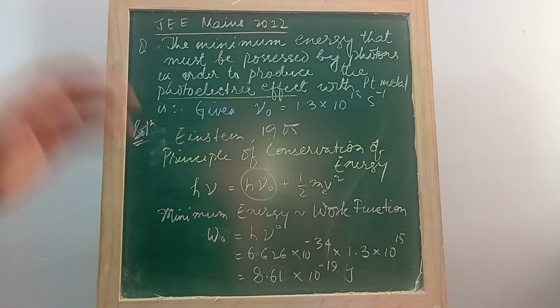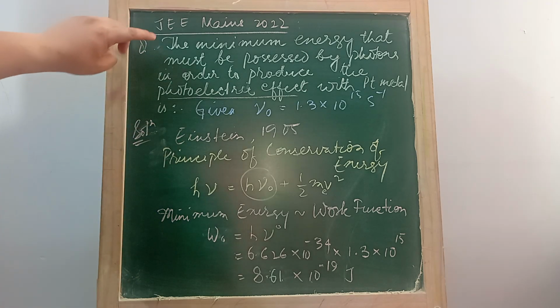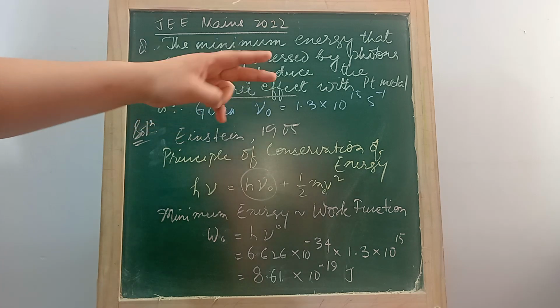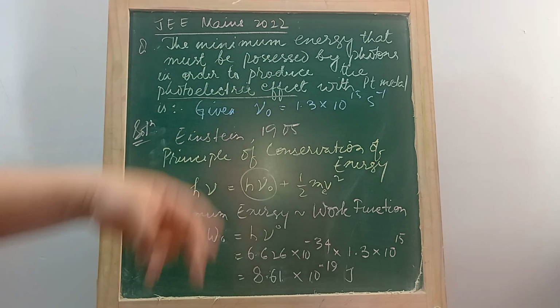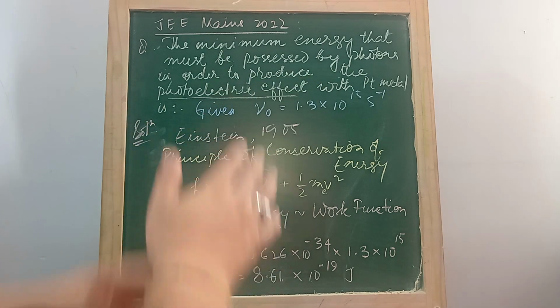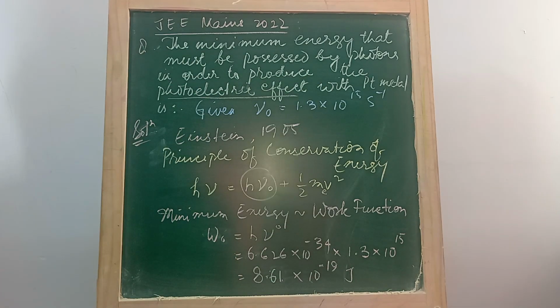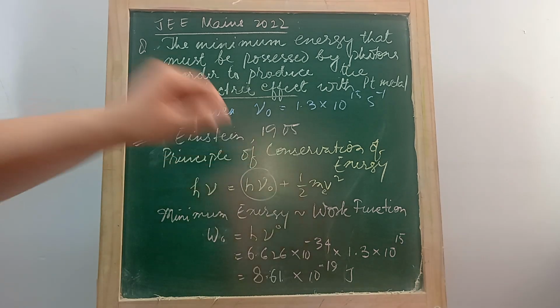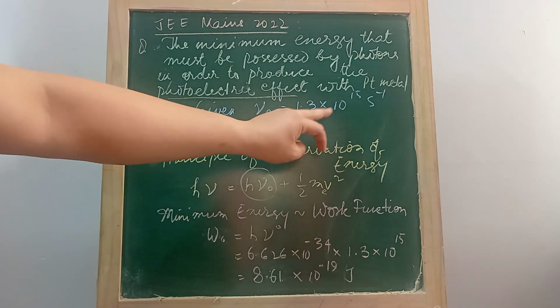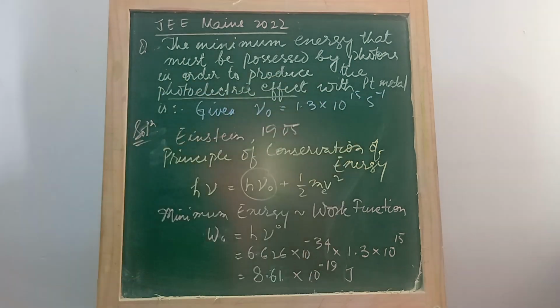Okay, let's try to solve a numerical problem which was asked in the Joint Entrance Examination, JEE Mains 2022. It's related to the photoelectric effect, or the structure of the atom that we are discussing right now. The question says: the minimum energy that must be possessed by photons in order to produce the photoelectric effect with platinum metal is... They have given four options, and they have also given the work function, the threshold frequency of platinum metal, which is 1.3 × 10^15 per second, or hertz.